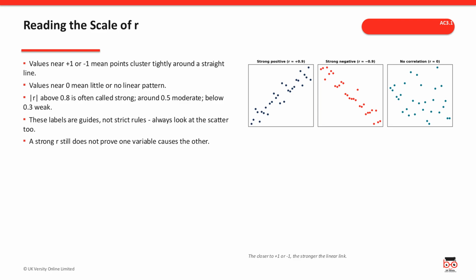In real life, you never get a tidy +1, so how do you read the in-between values? The correlation coefficient R near plus or -1 means the points cluster tightly around a straight line. Near 0 means barely any linear pattern. As a rough guide, an absolute value above 0.8 is often called strong, around 0.5 moderate, and below 0.3 weak. But treat those as guides, not gospel. Always glance at the scatter too. And remember, a strong R still doesn't prove one thing causes the other.